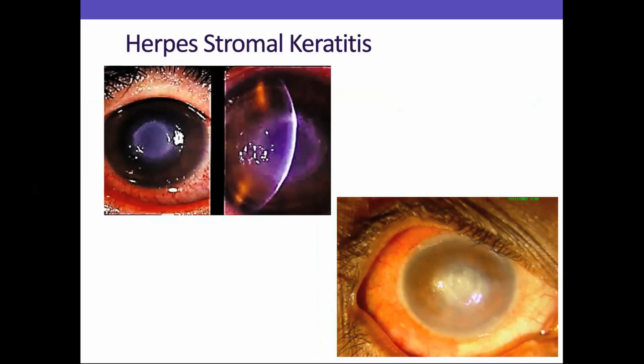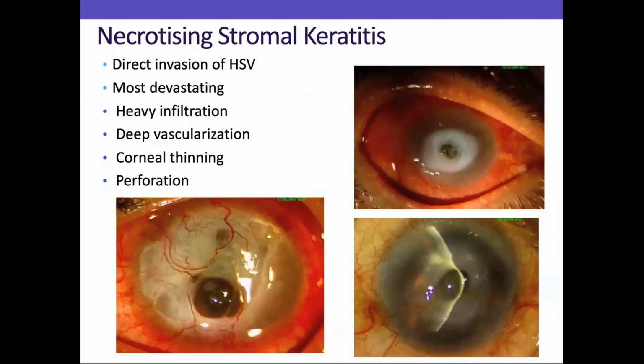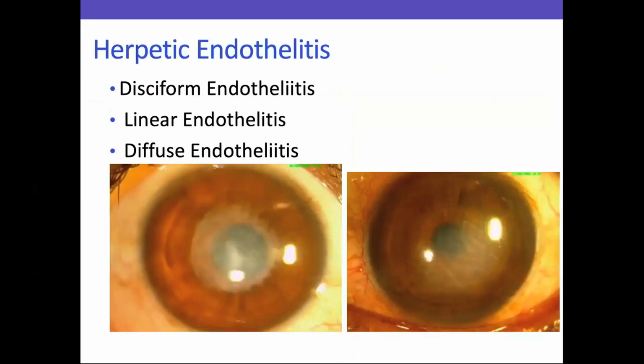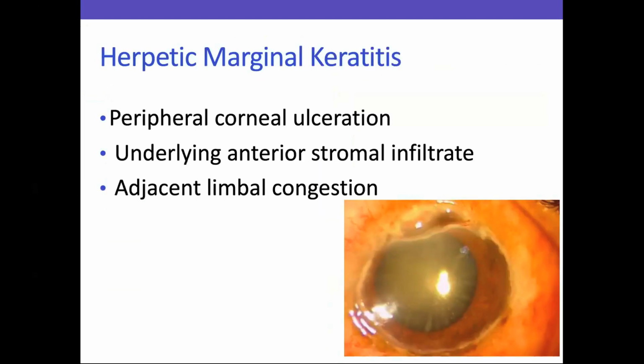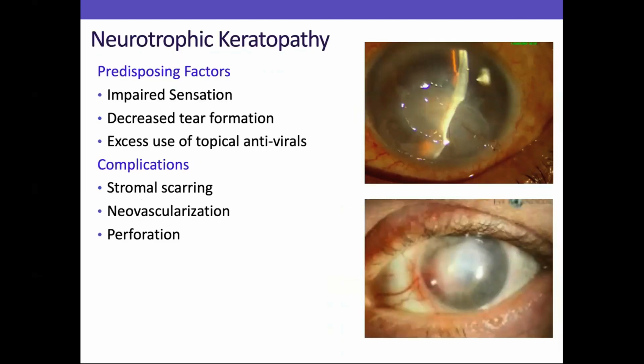Then you can have stromal keratitis, which could be necrotizing, or immune stromal keratitis, such as double ring of Wessely. Then these are again examples of stromal keratitis. Then necrotizing stromal keratitis, which is so devastating that it causes thinning, perforation, and vascularization. Then only the endothelium may be involved, such as this disciform endothelitis, linear endothelitis, or diffuse endothelitis, or even herpetic marginal keratitis. Then you can have neurotrophic keratopathy if it is recalcitrant, especially the herpes.